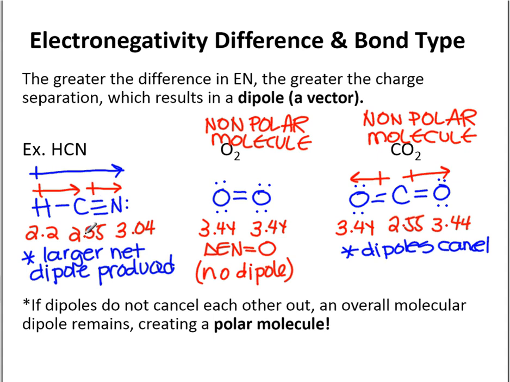Different scenario over here though with the hydrogen cyanide. If you imagine chopping it in half where the carbon is, you won't have two equal parts to it. One part has hydrogen on one side and the other part has nitrogen on the other side. So this is non-symmetrical and we can see that there's a dipole left over. If a dipole is left over, then we have something called a polar molecule.